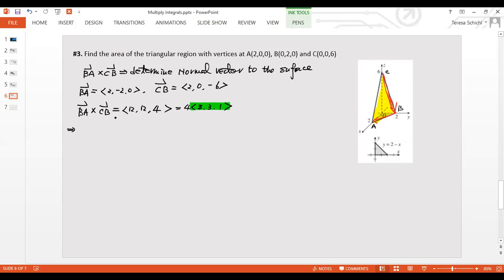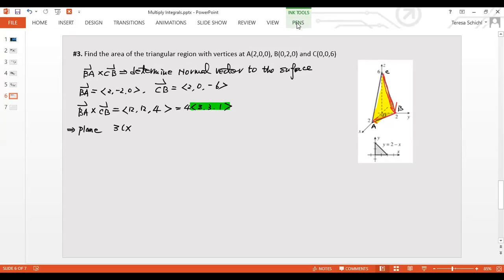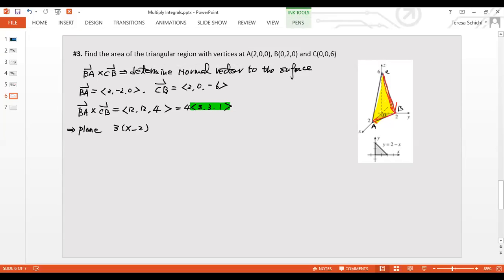So what is my plane? This yellow plane looks like this. The yellow plane will be 3(x - 2), because I'm choosing the point (2, 0, 0), right? So it's 3(x - 2) + 3y + z = 0.